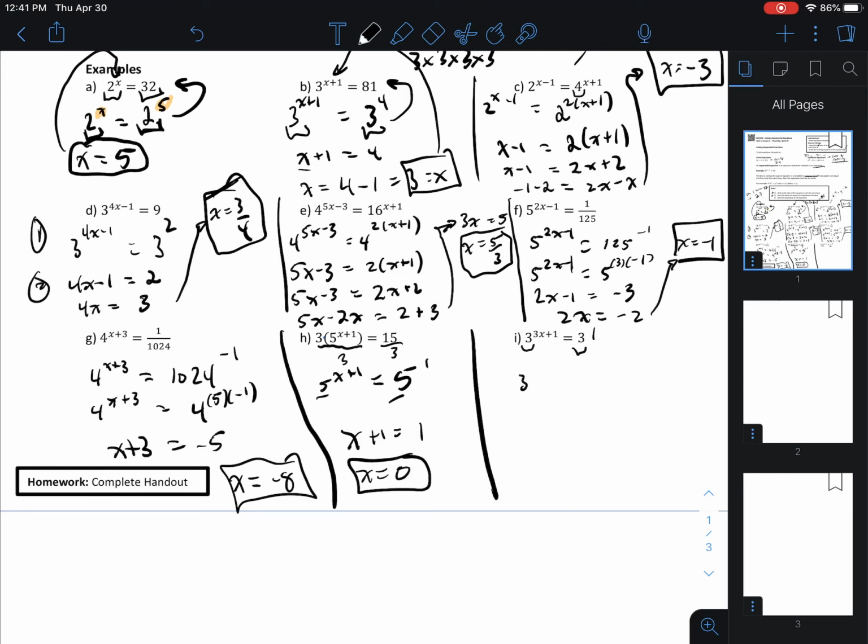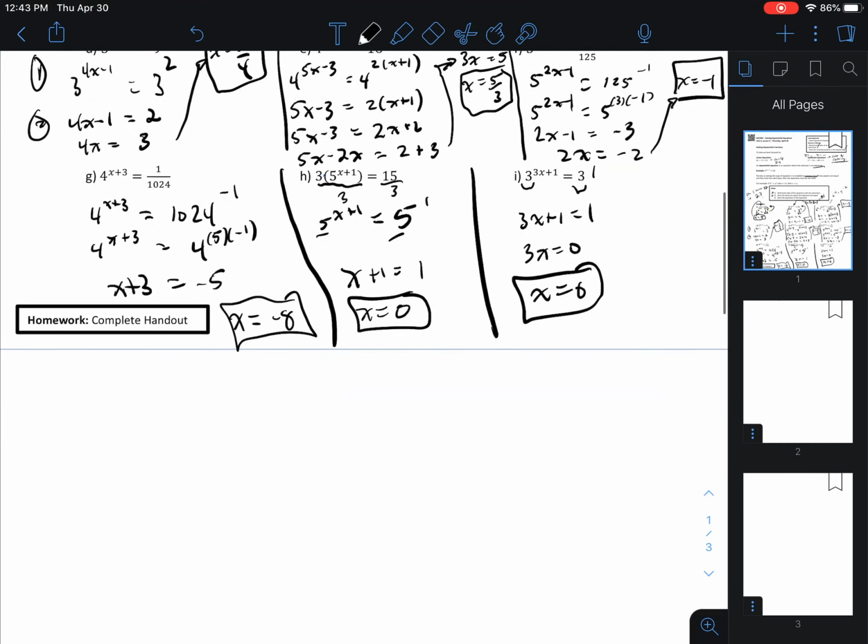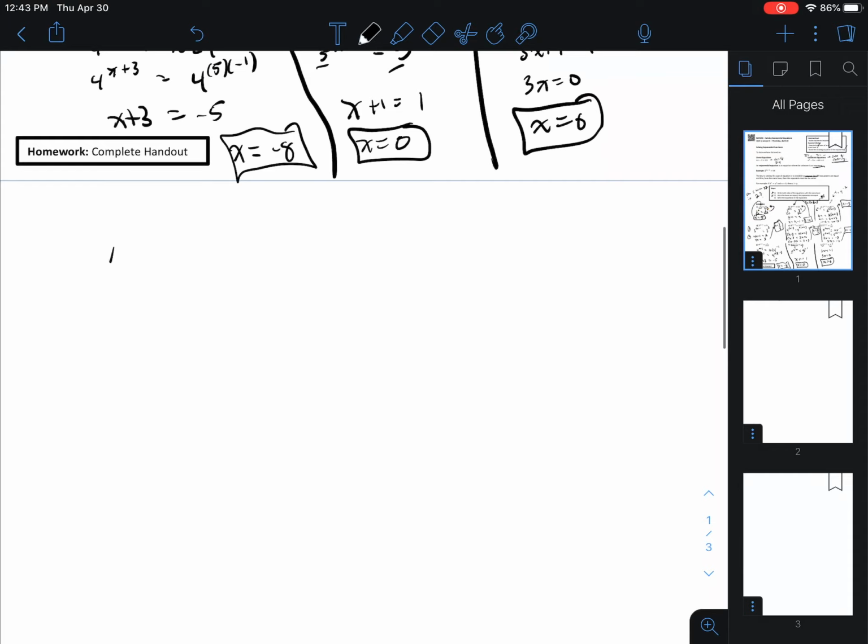And then this one here, you have an exponent of 1. Bases match already. So what you can do is go 3x plus 1 is equal to 1. And then you're going to end up with 3x is equal to 0. So x is equal to 0. Okay. And that's it, guys.